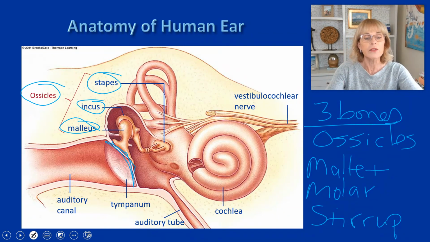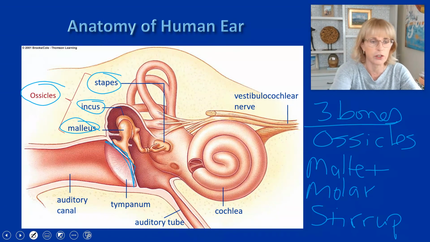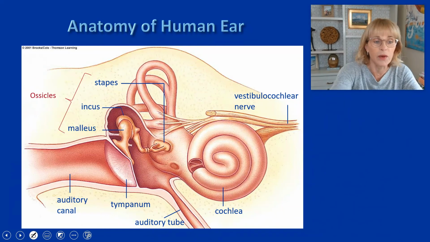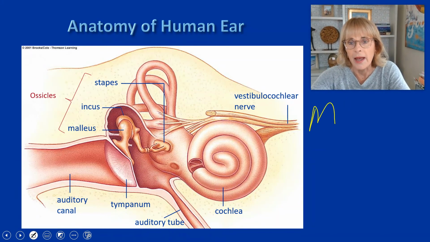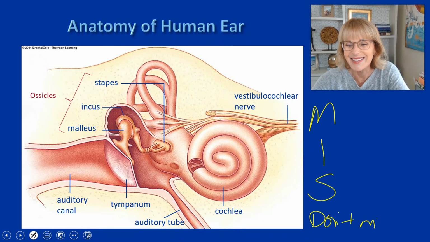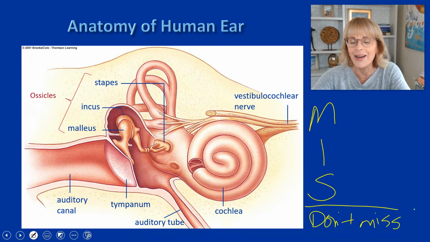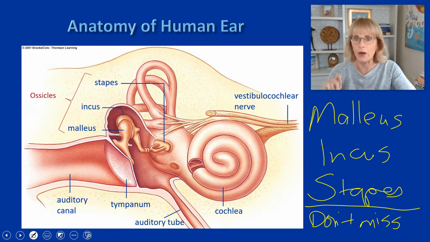Now, one of the challenges is, how do you know which one is which? I've tried to describe what they look like, but here's another way to think about it. MIS. Don't miss this answer. They are in this order: the malleus, the incus, and the stapes. Okay, they're in that order.